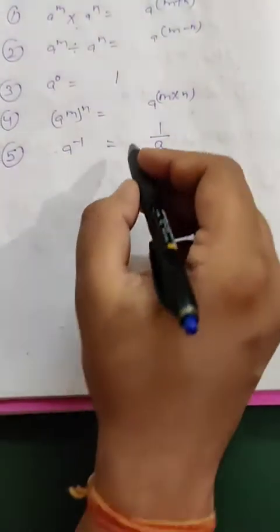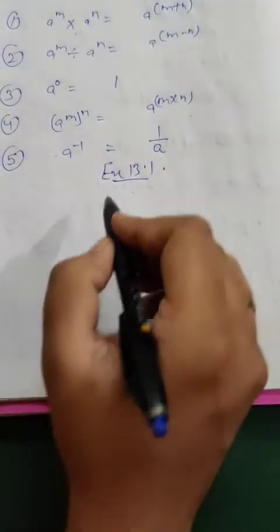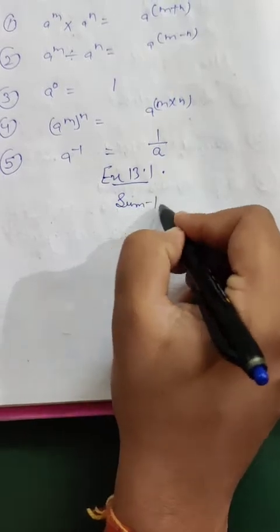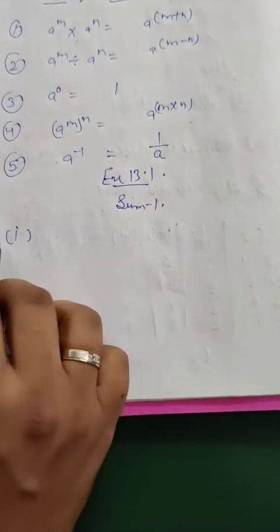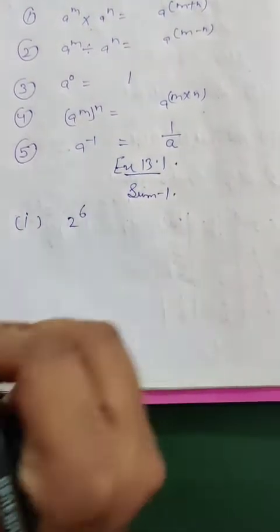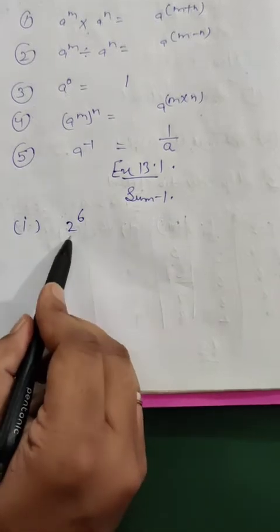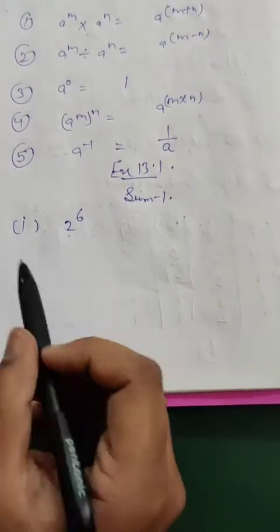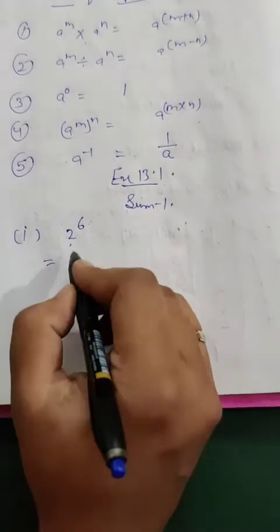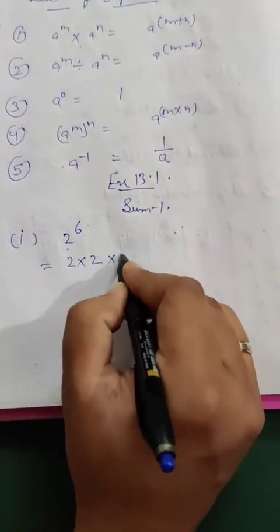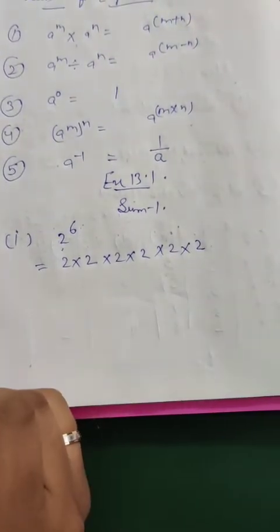First, exercise 13.1, and that is sum first. So let's do the first part. The question is find the value of 2 raised to the power 6. Let us recall again, here 2 is the base and 6 is its exponent. So 2 raised to the power 6 means we have to multiply 2 six times. So 2 multiply 2 multiply 2 multiply 2 multiply 2 multiply 2. So we have multiplied 2 six times.